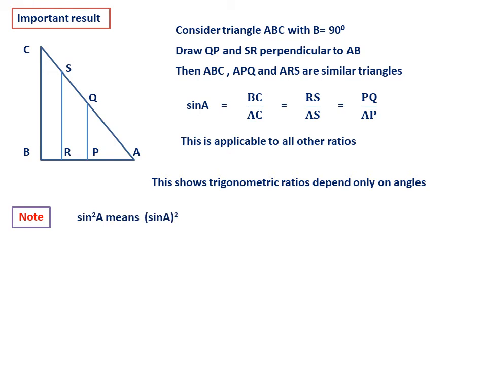Another thing you have to understand, because in the future we are using this concept: sine square A means sine A the whole square. For example, if sine A is BC by AC, then sine square A means BC square divided by AC square. So the square is written between sine and A. That is very important, and you have to read it like this: sine square A. So that's the way of reading. This is another important concept you have to remember.